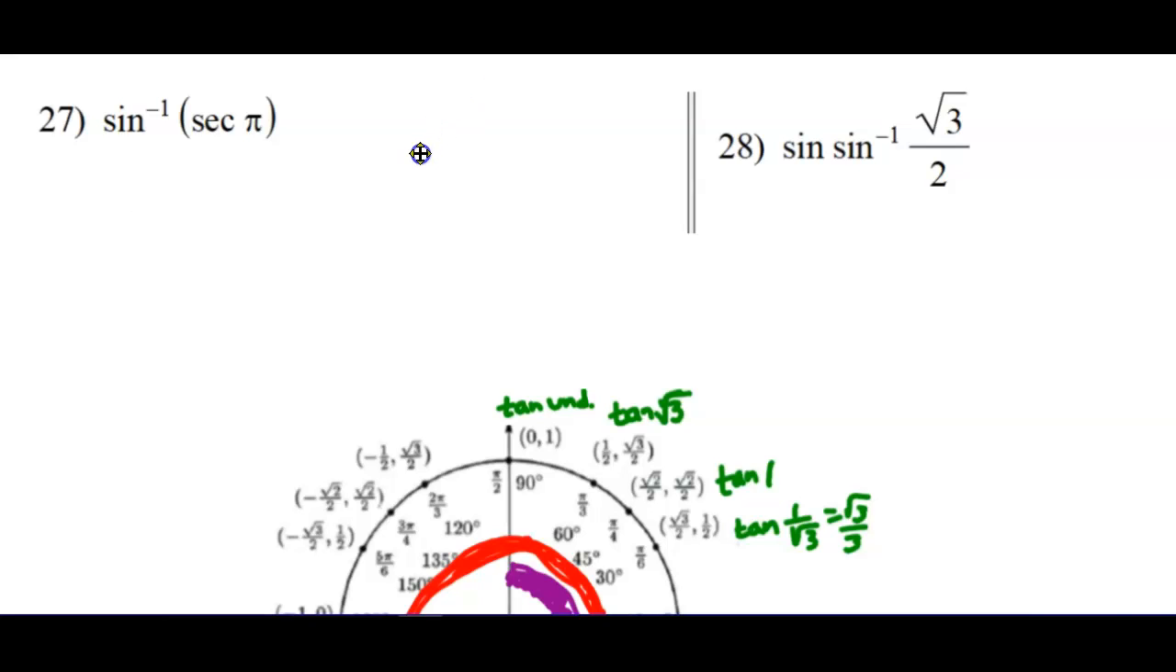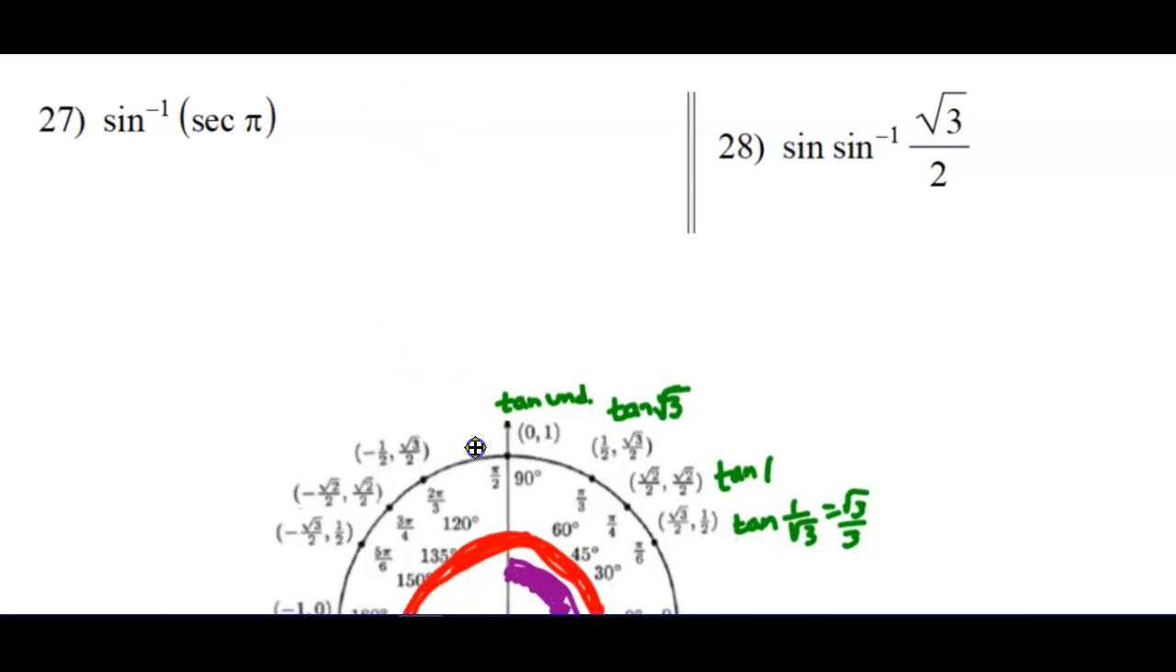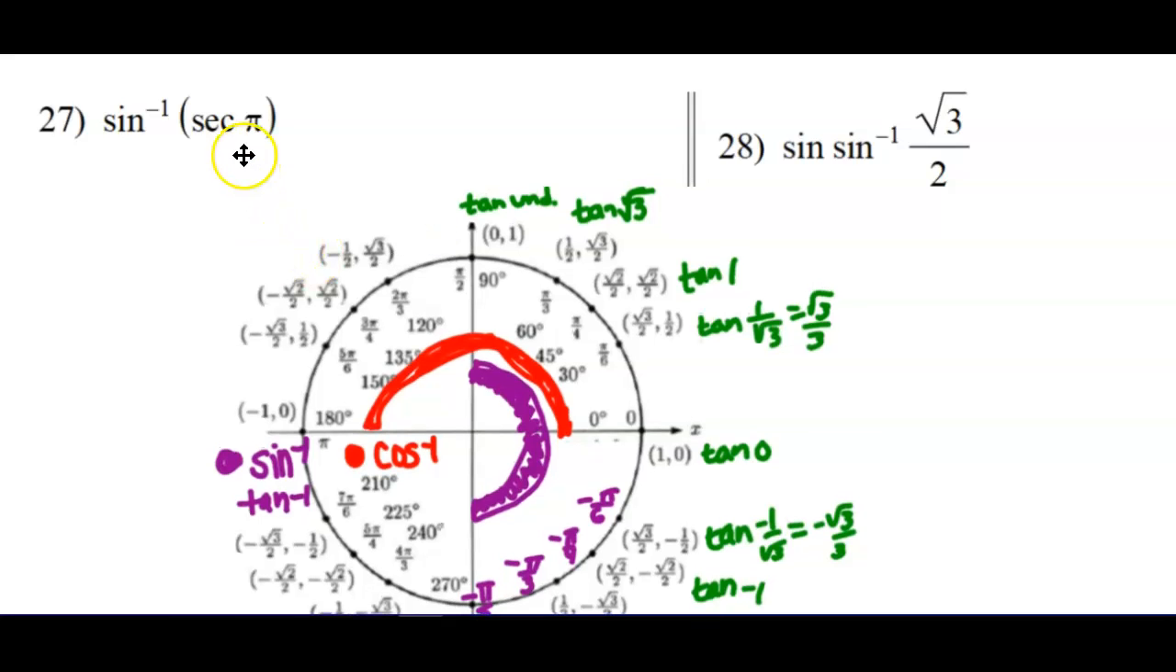All right, now we're back to using our unit circle. Remember, we work inside out. So what is the secant at pi? Well, at pi, we have this ordered pair. The secant is the reciprocal of cosine. The cosine here at pi is -1, so 1 over -1 is just -1.